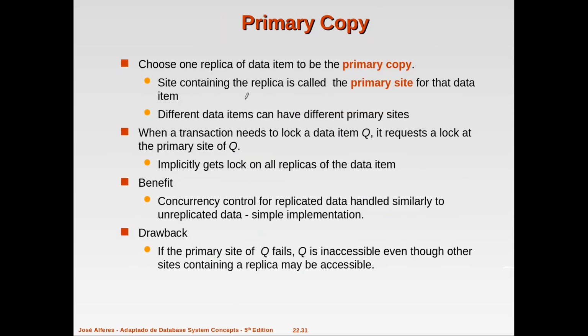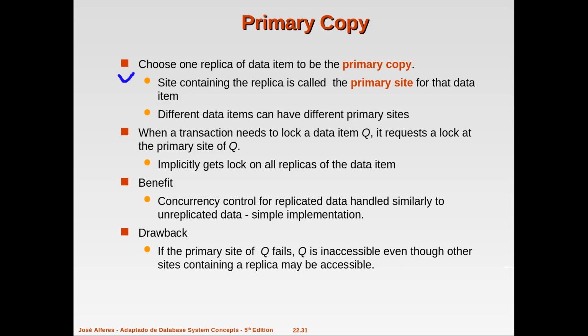So the first special case of distributed lock manager is primary copy. The situation is we have replicas of the same data item present in the distributed architecture. The same item, for example H, is replicated on several sites. So which site will be acting as the lock manager?